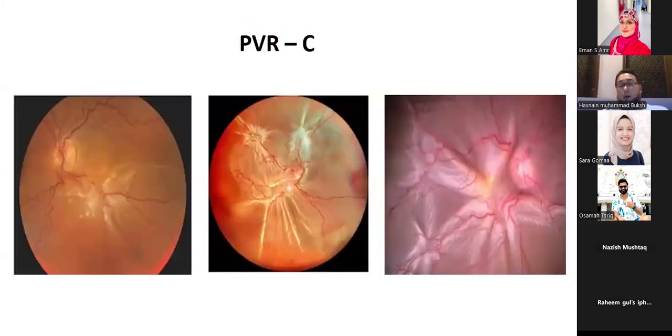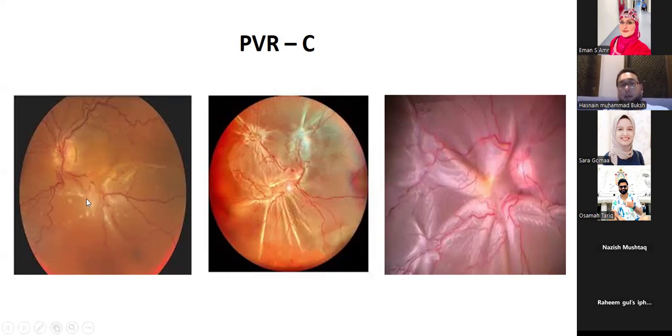Now, this is the proliferative vitreoretinopathy stage C. For my juniors, it is very important to remember only these three stages: A, B, C, not more than that. This is the clock representation of PVR C. You need only to remember three stages of PVR, that is A, B, and C.